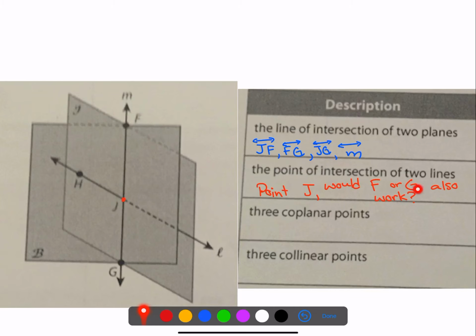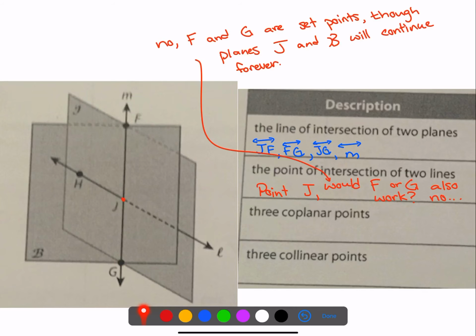Now, would points F or G also work? F is right up here, G is right down here. Well, no. Those wouldn't work because these points are set there. They're not going to move at all. However, the planes, as we said a little bit ago, continue to extend forever. So this isn't actually a line. Neither is this. These are just the tops of what we can see of the planes, but again, they continue. They don't end. So therefore, no, we cannot use points F and G.